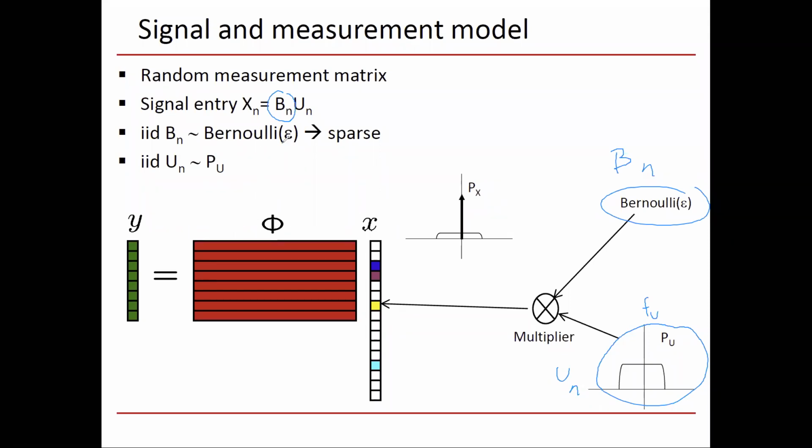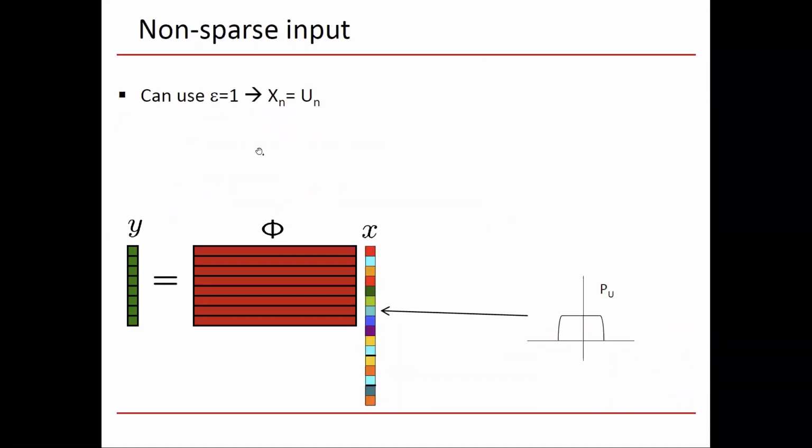Again, they're Bernoulli, and assuming that epsilon is small, that would mean that overall x would be sparse, but epsilon could also be not so small. Indeed, let's also realize that we could be looking at a non-sparse input x where epsilon is equal to 1 and x_n is equal to u_n because b_n is always equal to 1. So our model allows for sparsity, but it also allows for this i.i.d. input. It's a somewhat flexible model.